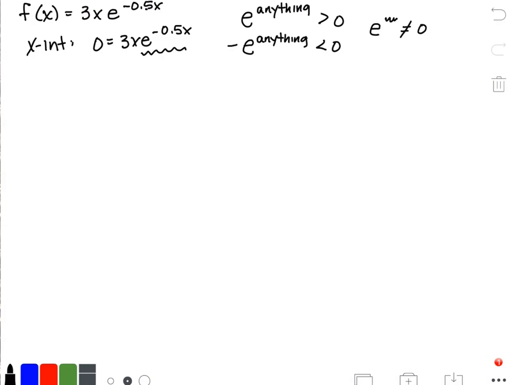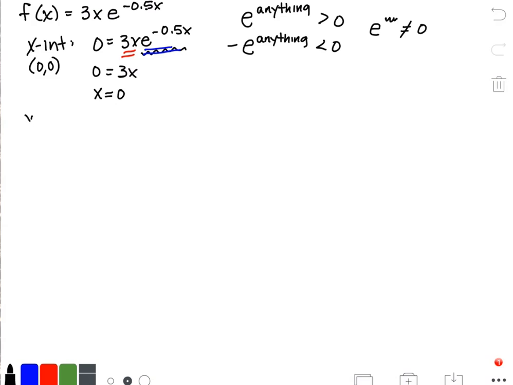So that's why when you're finding the x-intercept and you look at your two factors, we've got one that's 3x and one that's e. The only one that you actually set equal to 0 is the 3x because an e cannot be set equal to 0. So when you set that equal to 0 and solve for x, you get x is equal to 0. So that's why my x-intercept is (0, 0).